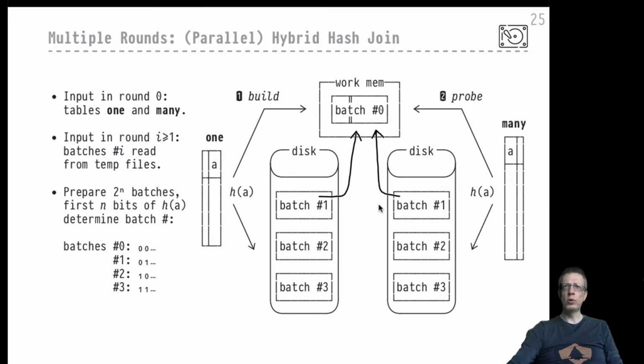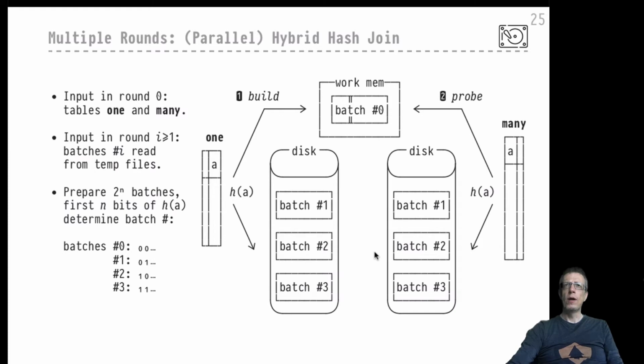That would be the second batch, and of course we would continue like this and load the build side into working memory and then probe with the associated probe batch partition from the right hand side of the picture here.